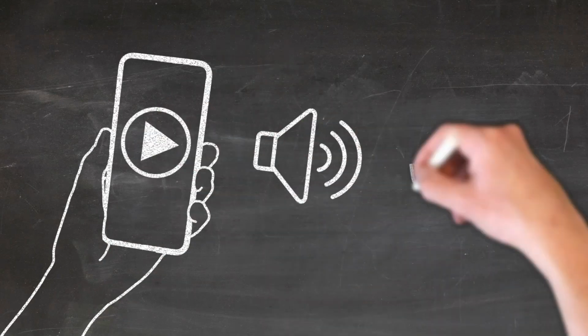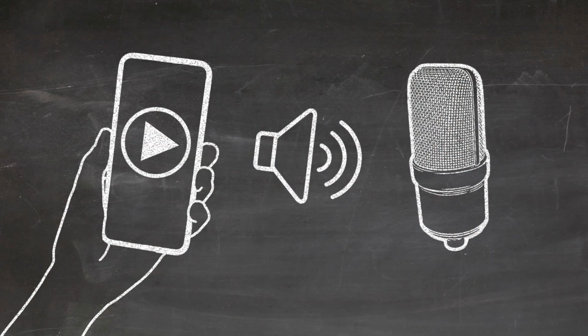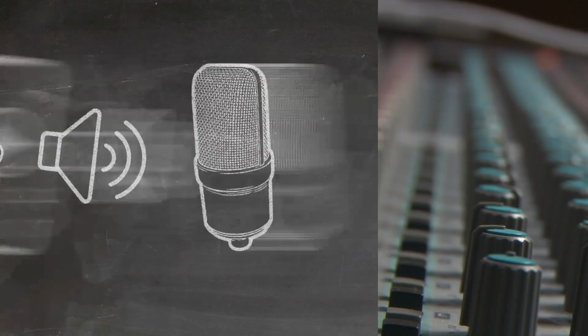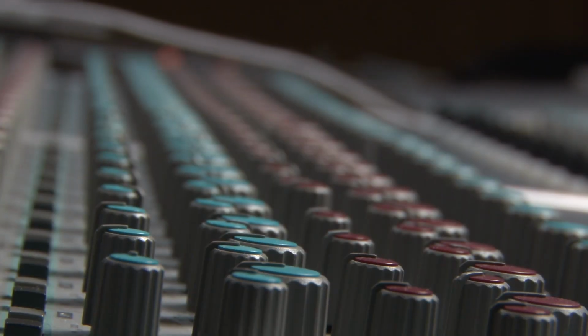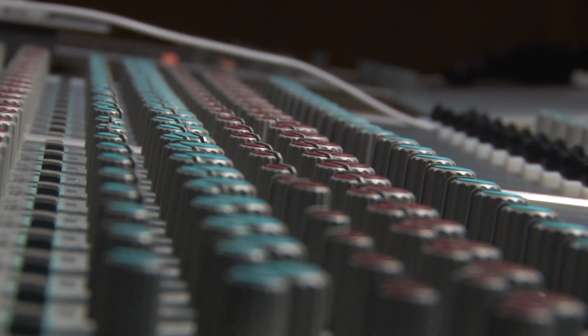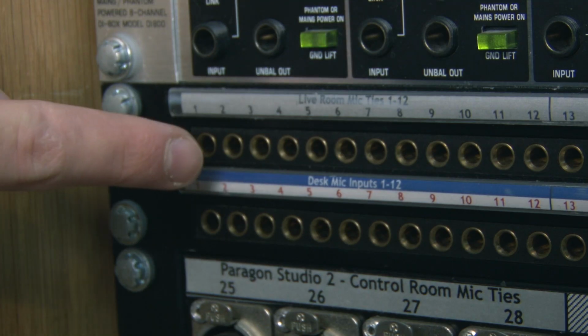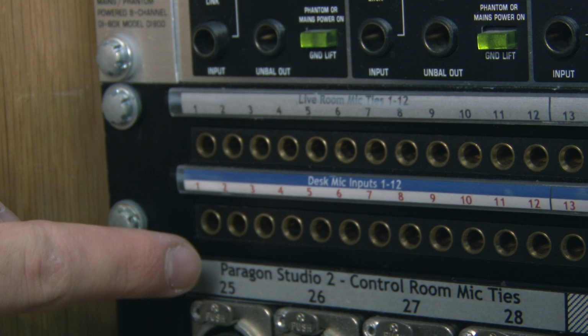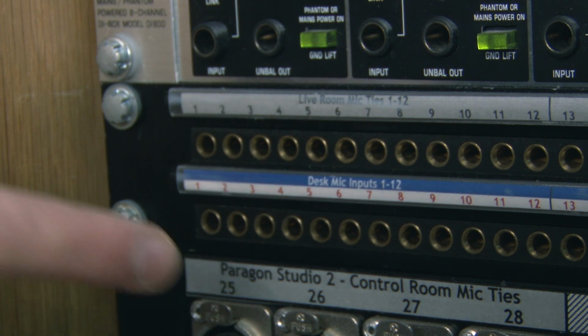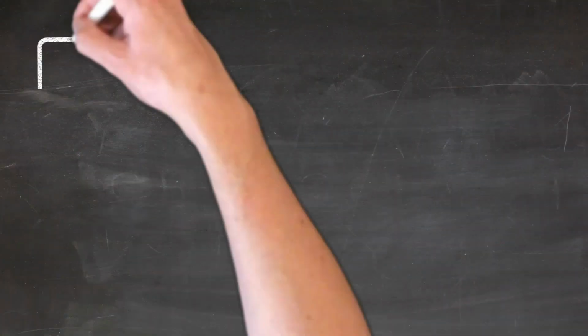To complete this exercise, you will need a sound source. If you don't have a musician, you can use your phone to play music. With your sound source outputting sound, move back into the control room. On the patch bay, locate the output of the mic tie you're using. As this is an output, it will be found on the top row of the patch bay.